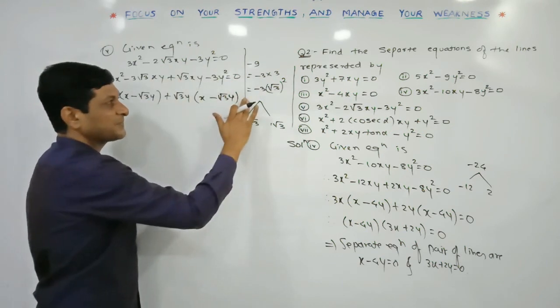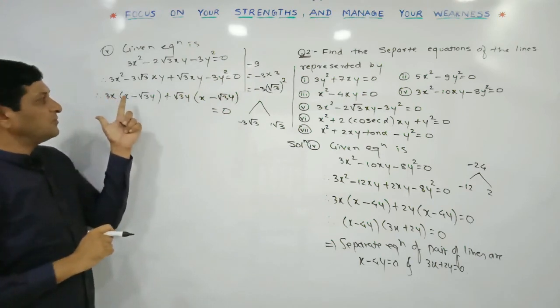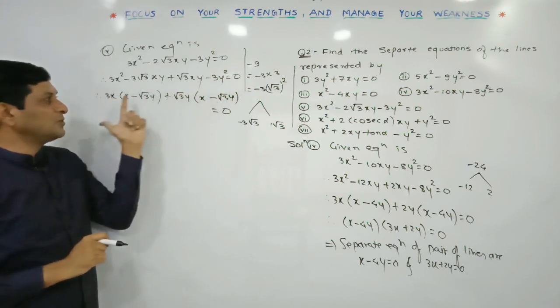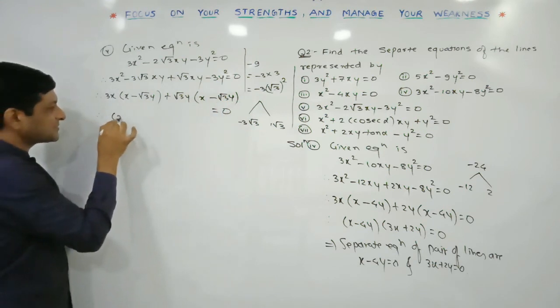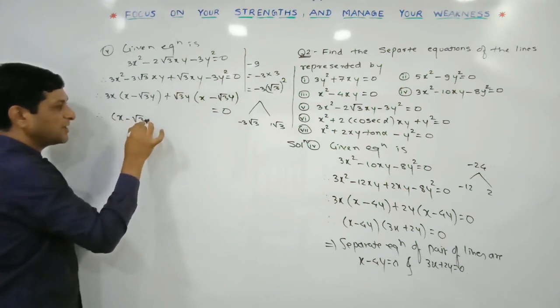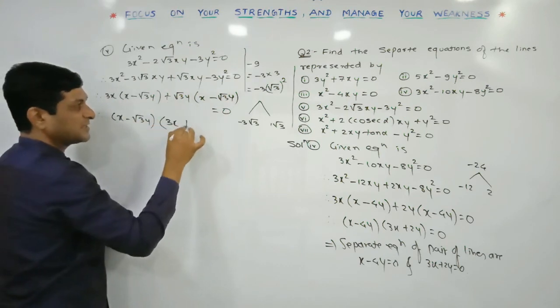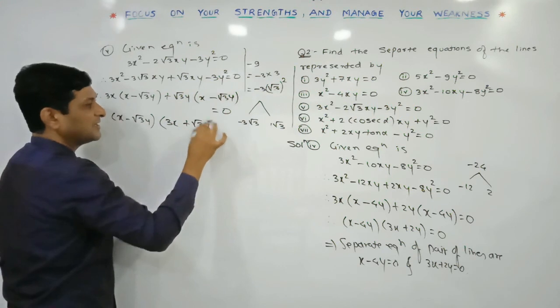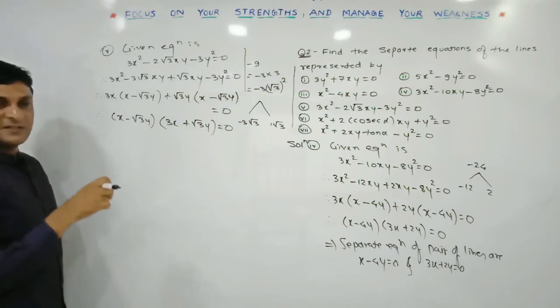Hope you are getting it. Is equal to 0. Keep it as it is. Now from these two terms we are able to take x minus root 3y common. If we are taking x minus root 3y common from the first term, here the remaining term is 3x and here the remaining term is root 3y is equal to 0. Keep it as it is. Now we have got the factors in the simplest form.